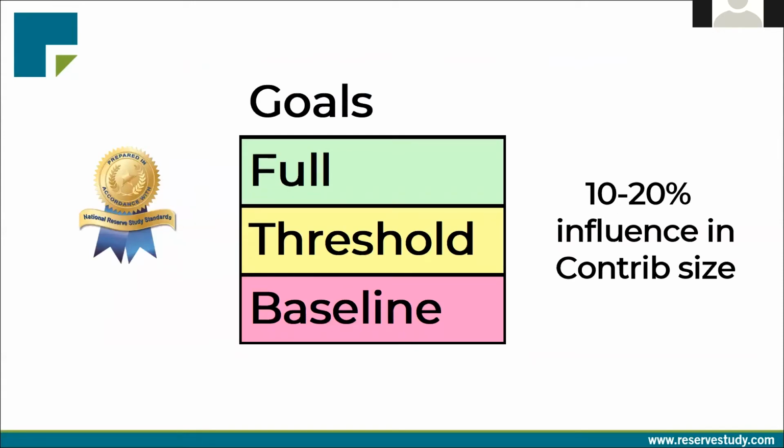The three National Reserve Study Standard Funding Plan goals are full, threshold, and baseline. To be fully funded is a conservative goal where the reserve fund is strong and special assessments are very rare. The opposite of this goal is to baseline fund your reserves, which is the lowest goal defined by National Reserve Study standards. Baseline funded associations commonly experience special assessments.